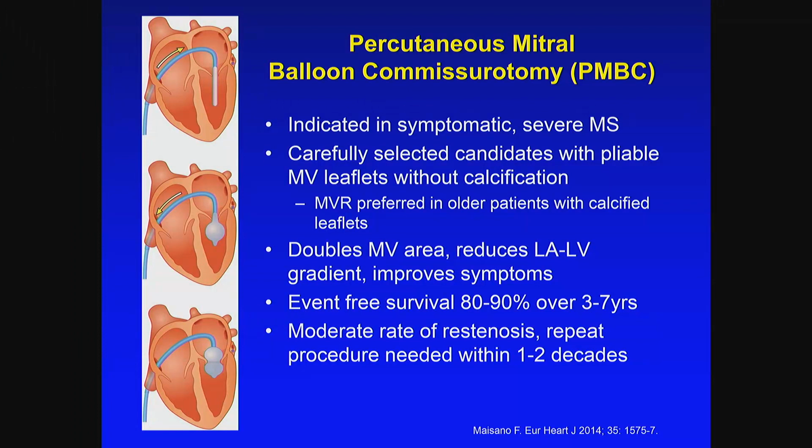Balloon commissurotomy has been shown to double mitral valve area and reduce that atrioventricular pressure gradient while improving symptoms, with a good event-free survival and a moderate rate of restenosis, with a repeat procedure often needed within a decade or two.